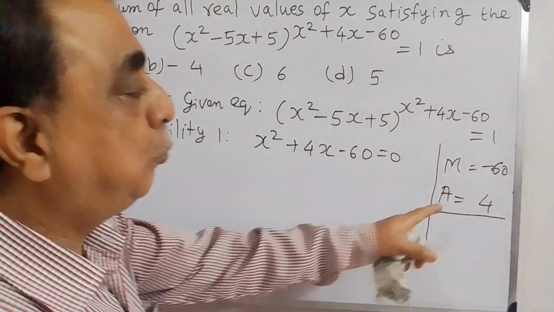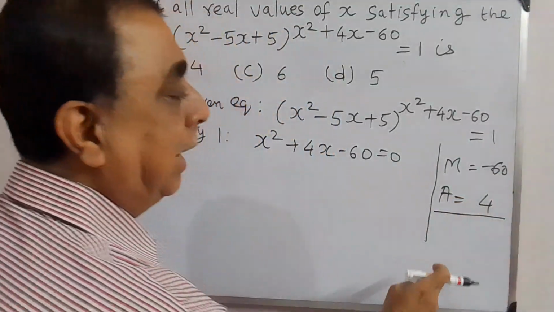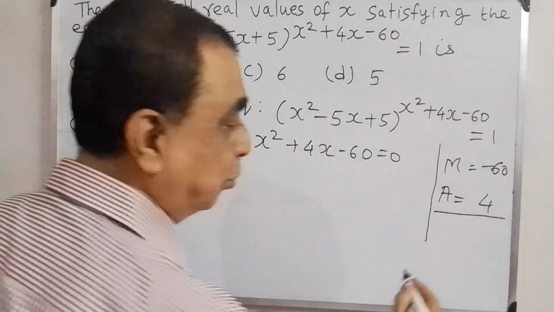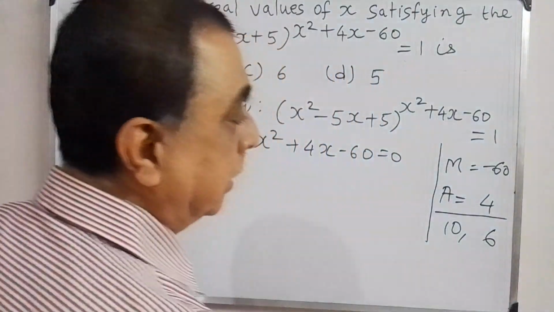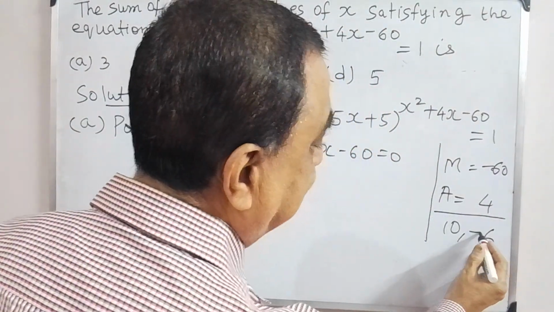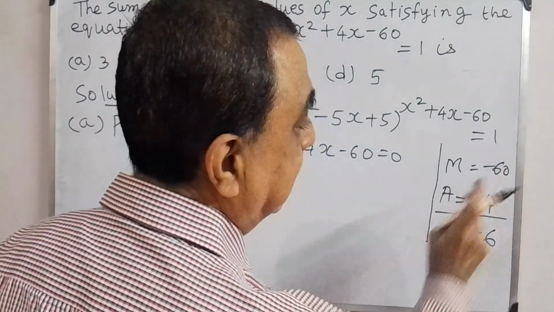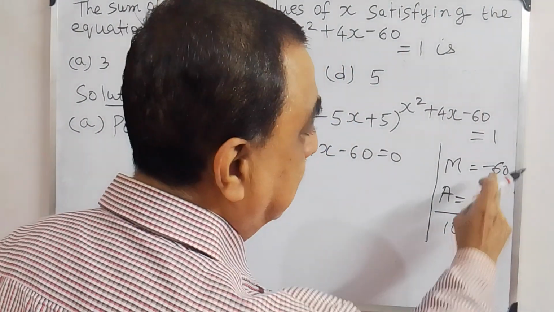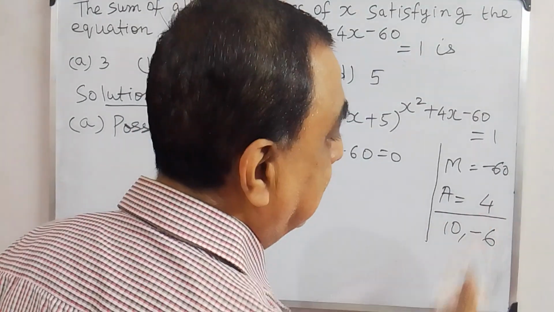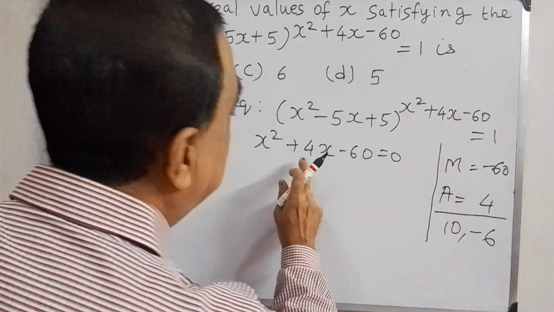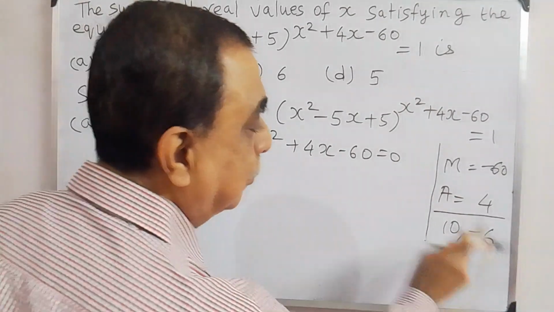Now you have to find two numbers which on multiplying give minus 60 and on adding give plus 4. These numbers are plus 10 and minus 6. Now you check: multiplying plus 10 into minus 6, we get minus 60. And when adding 10 and minus 6, we get plus 4. So we will write the middle term 4x as 10x minus 6x.